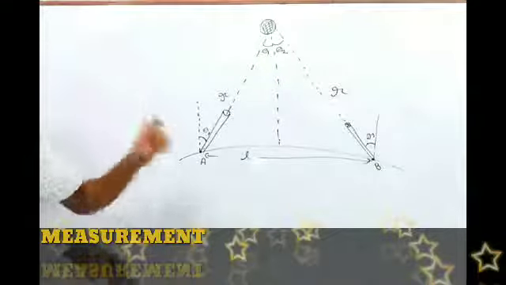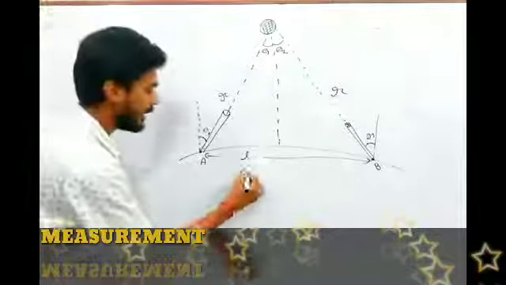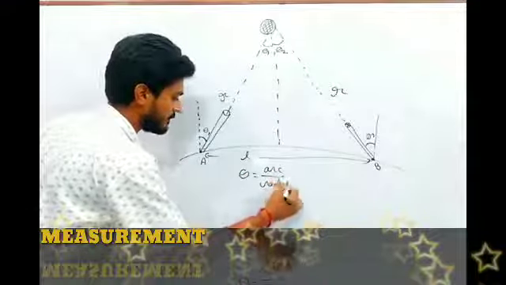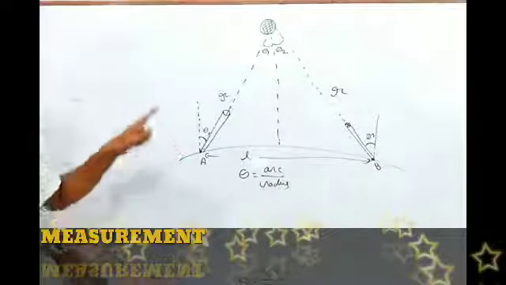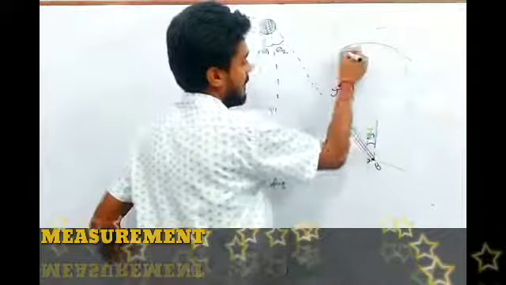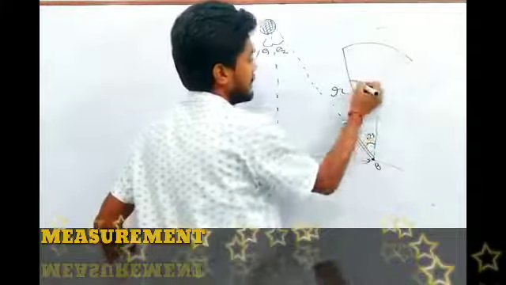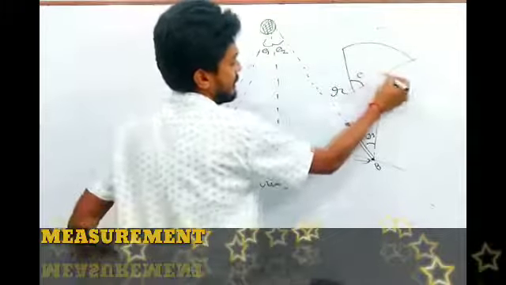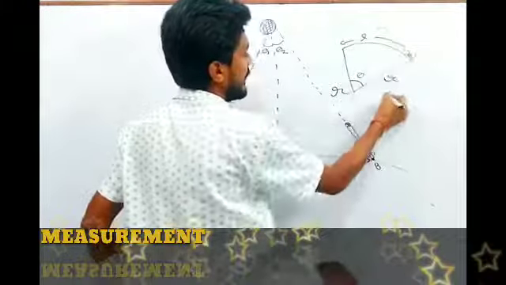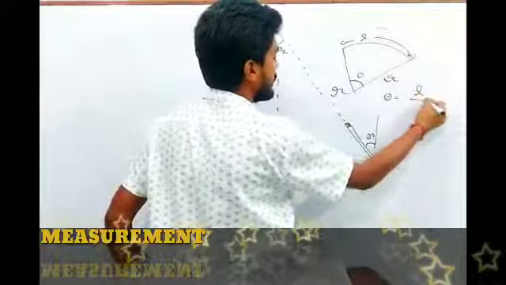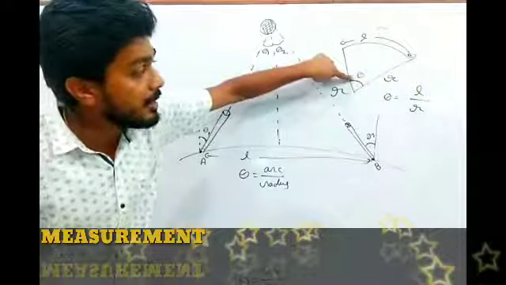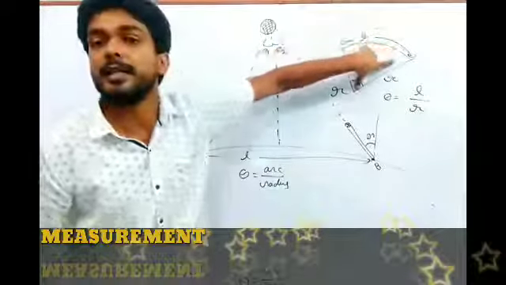Then we apply the formula: angle is equal to arc upon radius. We have studied in the definition of radian that if you have an arc subtending an angle theta, and this is the radius r, and this is the length of the arc L, then angle theta is equal to arc upon radius. And if you have angle theta and L, you can find the radius.